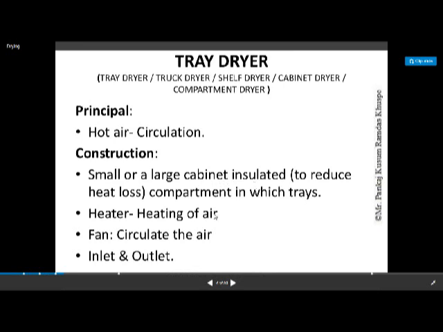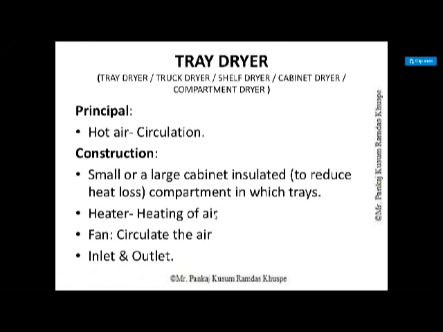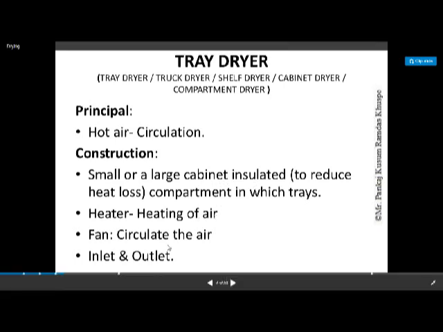Then a heater is there for heating purpose. To heat that air, heater is there. Fans are there, and inlet and outlet are there. This is a general construction. Now you can see the construction. This is the air inlet through which the air comes inside. This is the outlet through which the moist air gets removed, right? These are the heaters. Heaters are used to raise the temperature. And this is a fan.